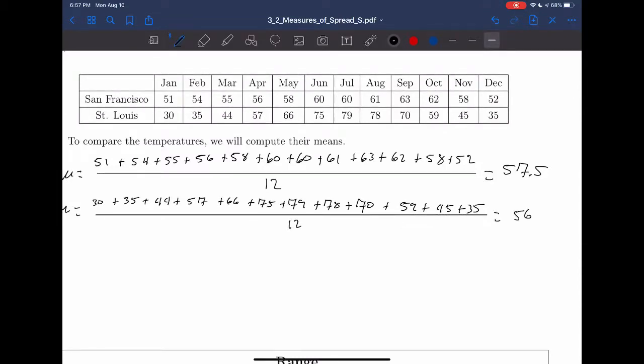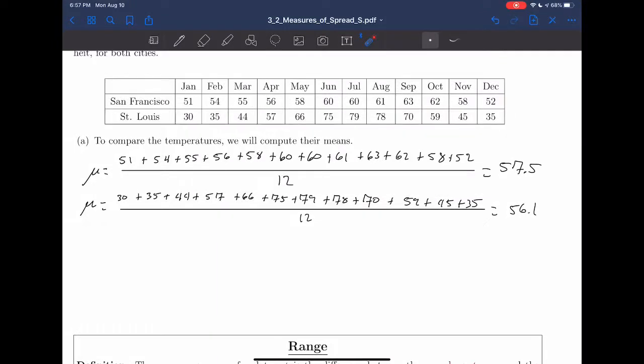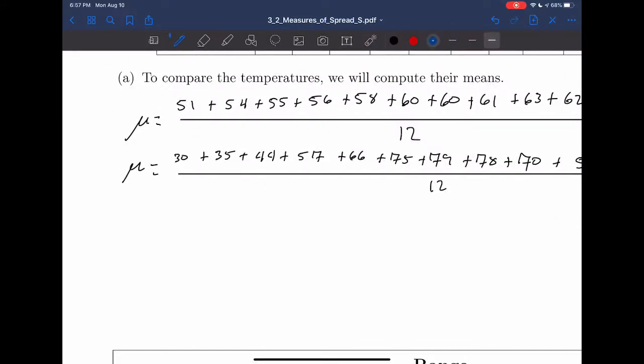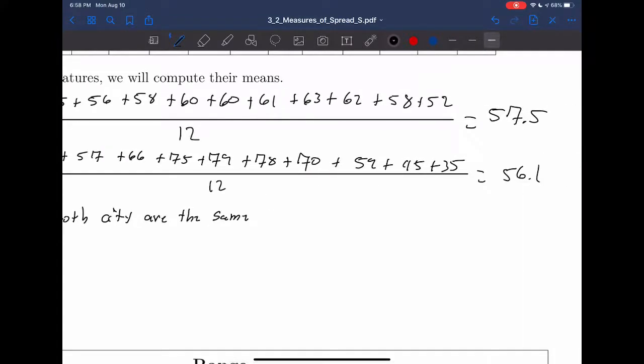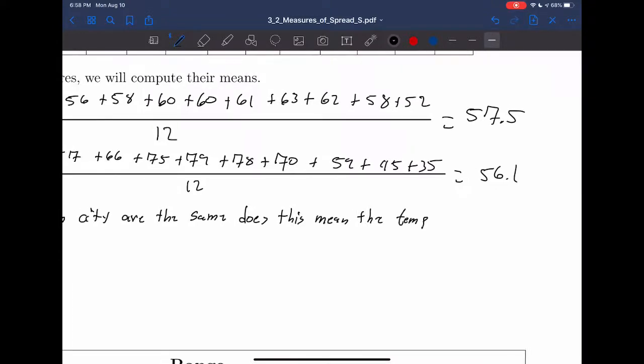And so the average temperature for St. Louis is 56.1. We noticed that the average temperature for both San Francisco and St. Louis are very close to each other. So this begs the question: since the means for both cities are very close to each other, does this mean the temperatures are similar for both cities?